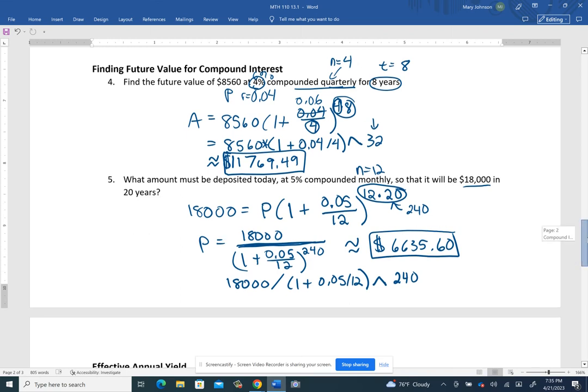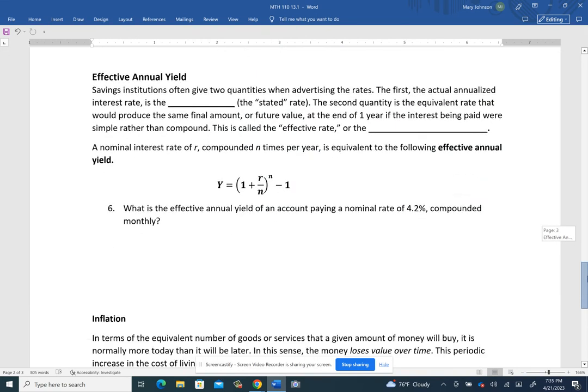All right, now let's continue in 13.1. There's two other topics I want to just touch on. One of them is the concept of effective annual yield. Sometimes it's really hard to compare various investments.